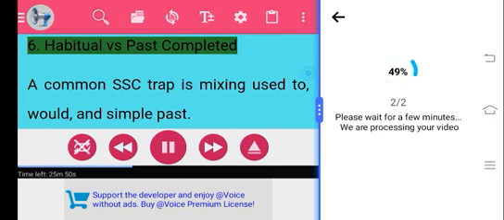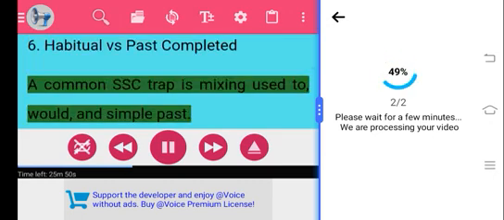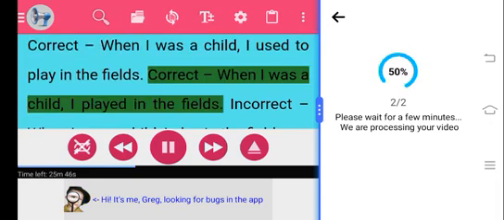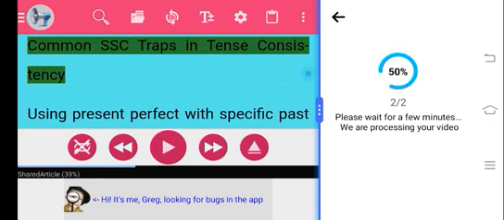6. Habitual versus past completed. A common SSC trap is mixing used to, would, and simple past. Correct: When I was a child, I used to play in the fields. Correct: When I was a child, I played in the fields. Incorrect: When I was a child, I play in the fields.